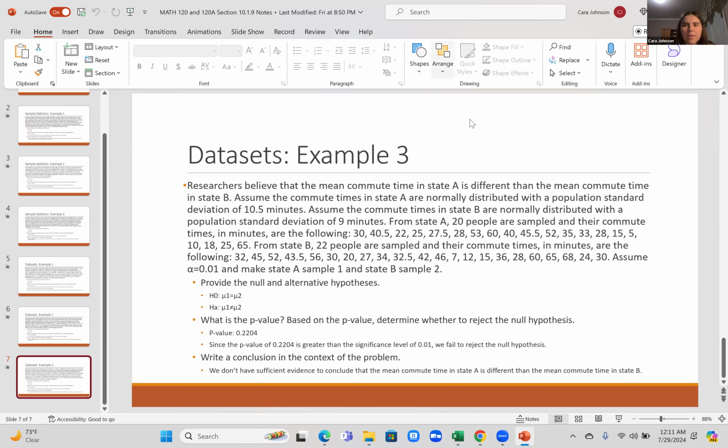And that is it. So that is two-mean hypothesis testing for independent samples when the population standard deviations are known.